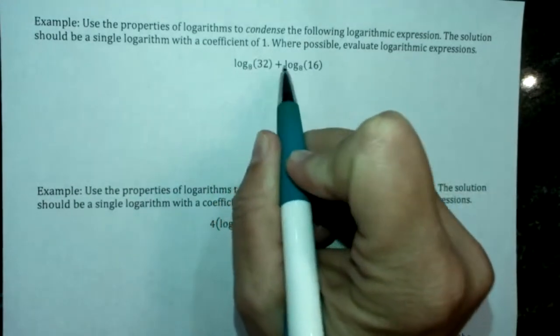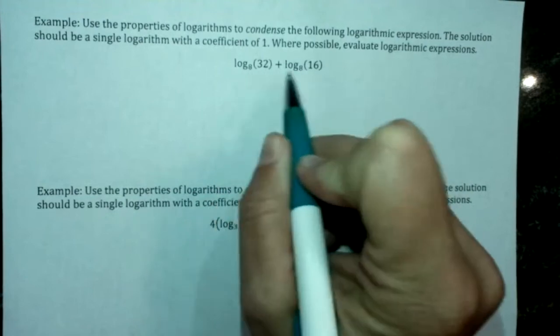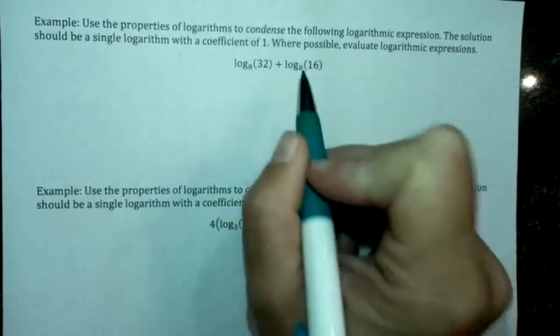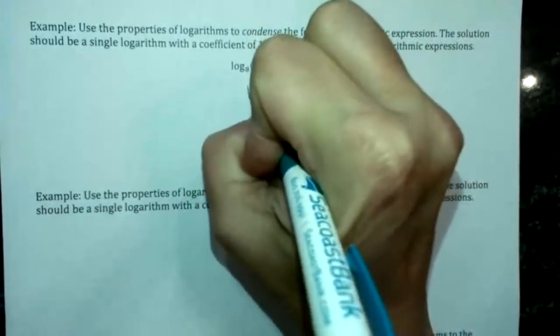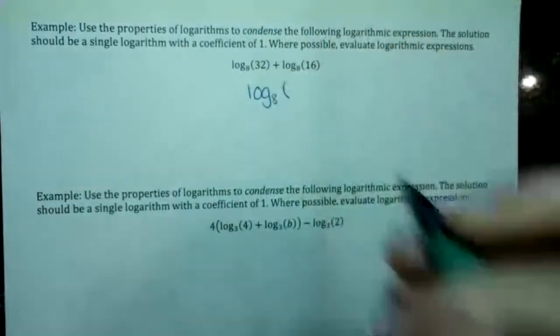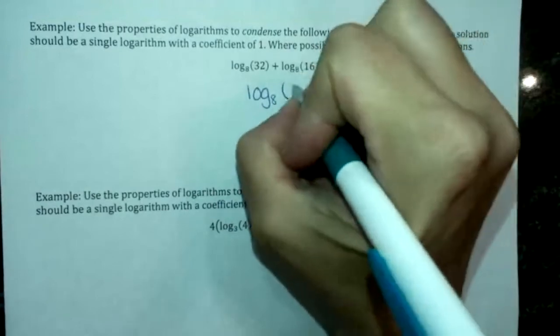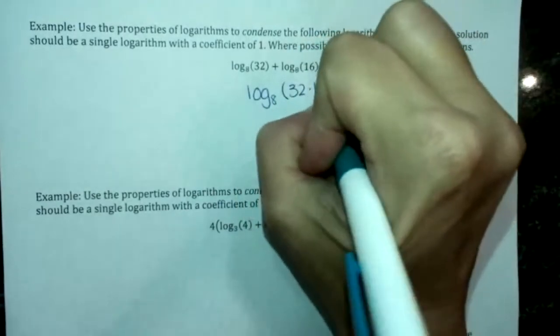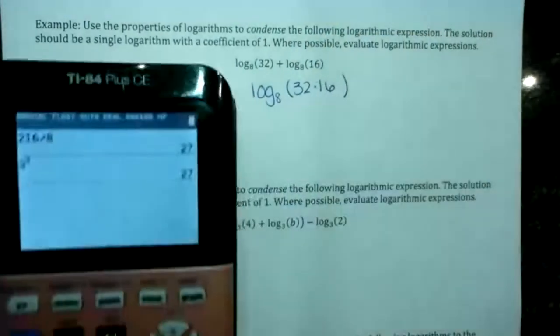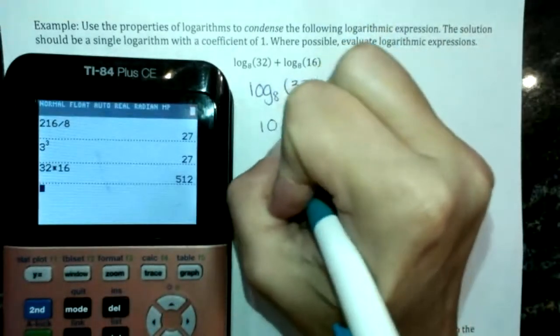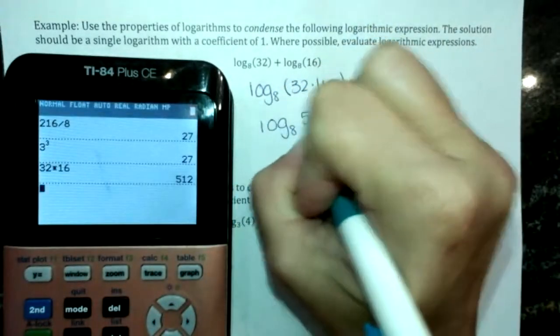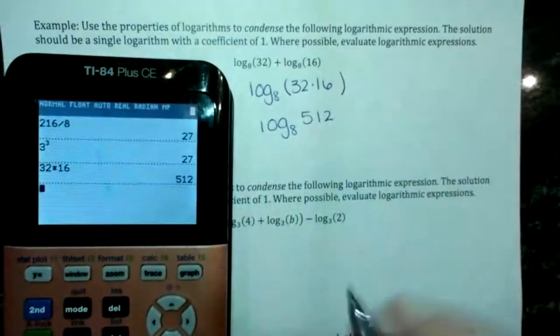Log base 8 of 32 plus log base 8 of 16. Now they're both log base 8, so they're both like terms. So I can condense it into the same log base 8. They are being added, so that means I can do 32 times 16, condense it using multiplication. 32 times 16 will give us 512. So it's the same thing as saying log base 8 of 512.